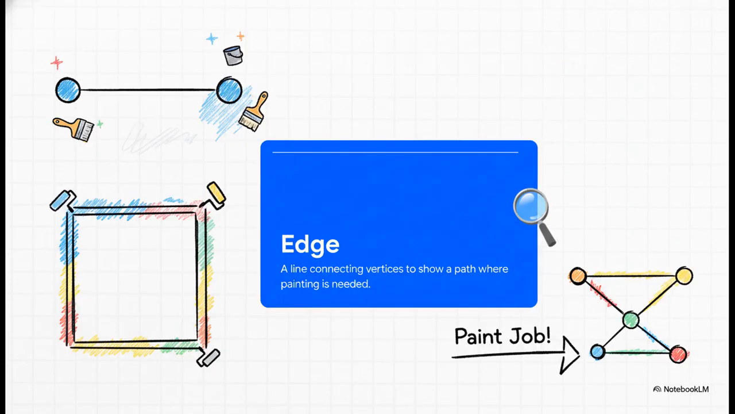And the second word, an edge. An edge is just a line that connects our dots. It connects our vertices. And for us, each edge is a wall that we have to paint. So if a dot is an intersection, a line is a paint job. See? I told you it was simple.